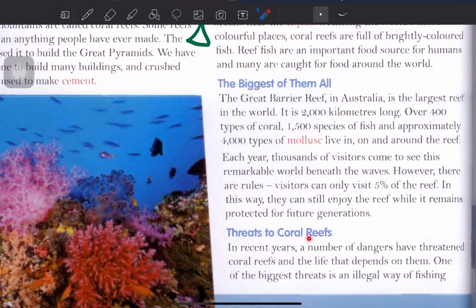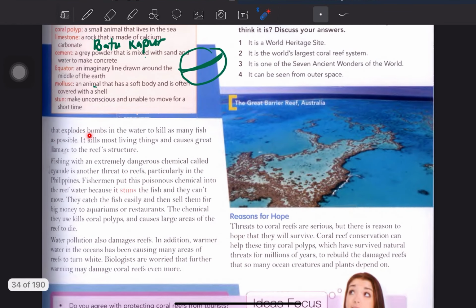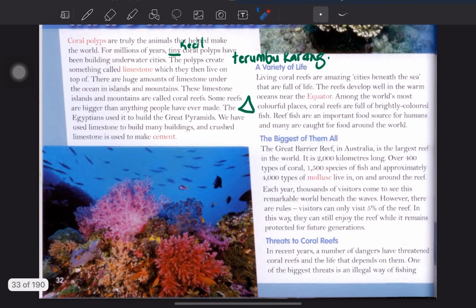Ancaman-ancaman kepada terumbu karang. Okay, in recent years, pada tahun-tahun sebelum ini, a number of dangers have threatened coral reefs and the life that depends on them. One of the biggest threats is an illegal way of fishing that explodes bombs in the water to kill as many fish as possible. Okay, now let's go back.